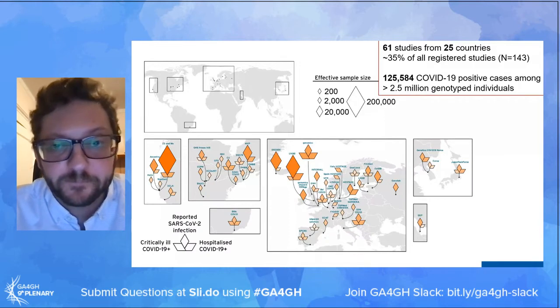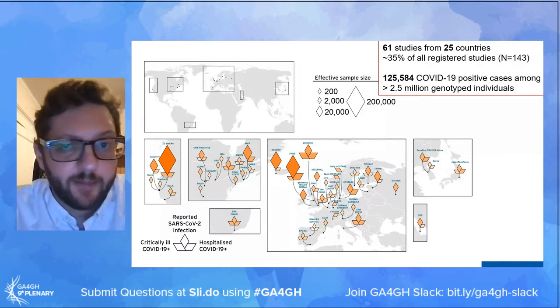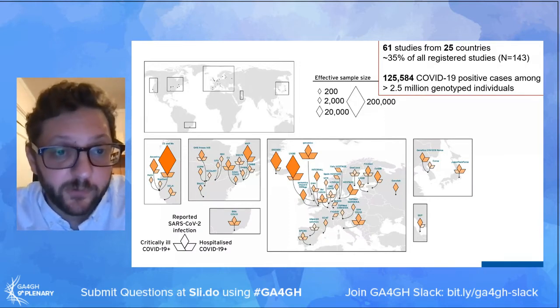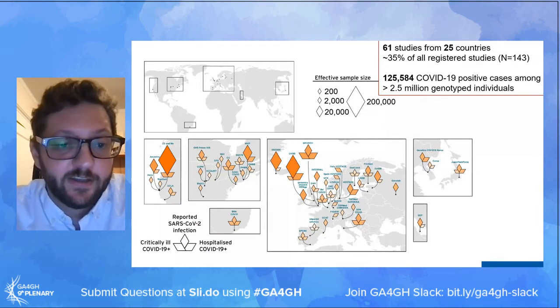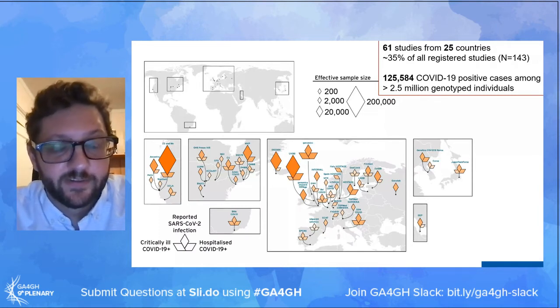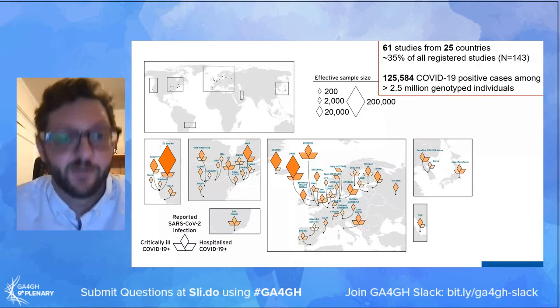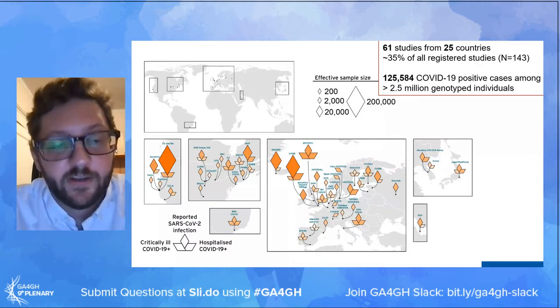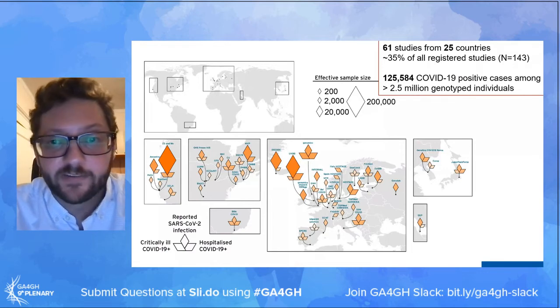Overall, we've got over 2.5 million people included in the entire data set. This is easily one of the largest, if not the outright largest, investigation of any human disease heretofore from a genetic mapping point of view. Next slide, please.